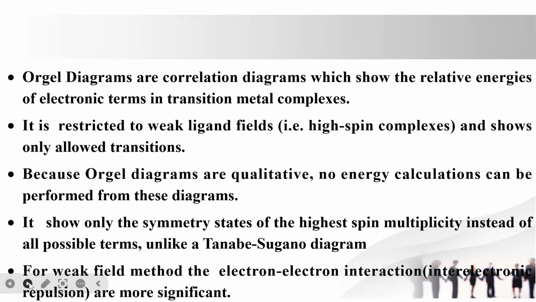The Orgel diagrams are correlation diagrams, which show the relative energies of electronic terms in transition metal complexes. It is restricted to weak field ligands. That is, it is only applicable for high spin complexes and shows only allowed transitions. Because Orgel diagrams are qualitative, no energy calculations can be performed for these diagrams. It shows only the symmetry states of the highest spin multiplicity instead of all possible terms, unlike the TS diagram.